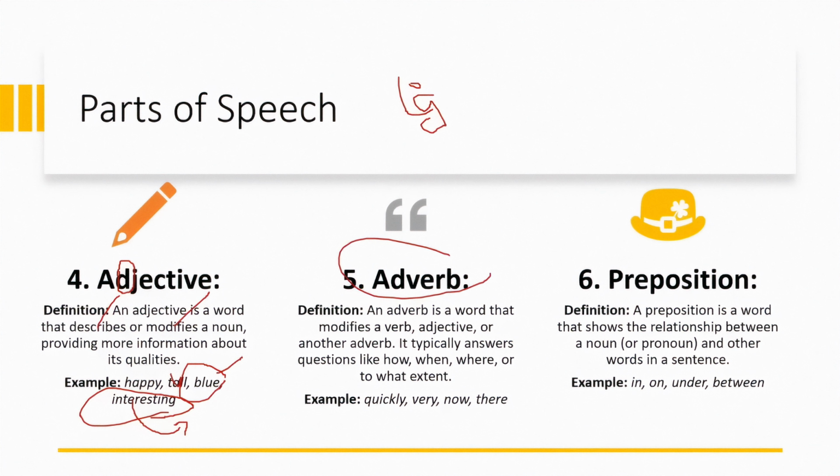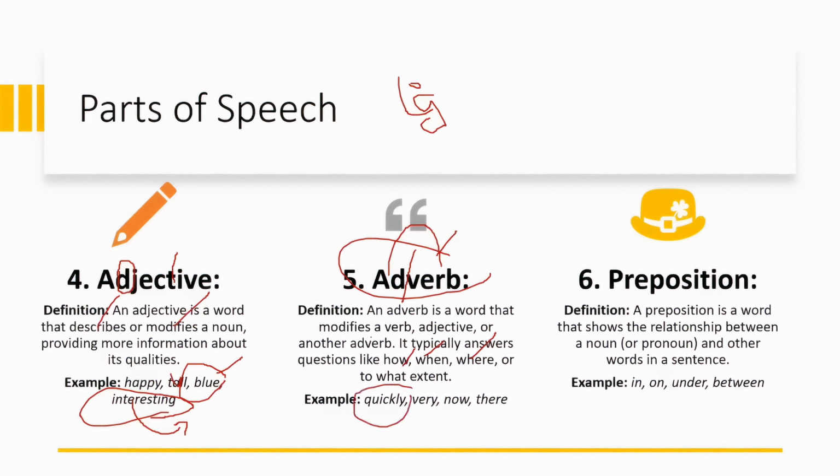Adverbs add meaning to the verb. An adverb is a word that modifies a verb, adjective, or another adverb. Typically, it answers questions like how, when, where. An adjective qualifies a noun, an adverb qualifies a verb, and sometimes an adjective or another adverb as well.